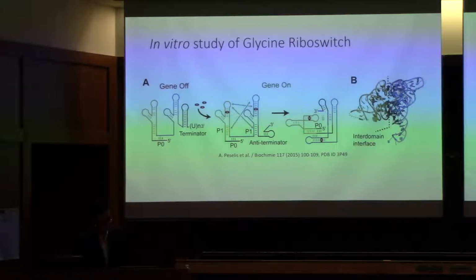And this is the mechanism of how a riboswitch functions. If you look to the left, this is the riboswitch in the off position. When glycine binds, the two aptamers interact with each other. That's the gray arrows, and it falls into a conformation that allows for the formation of the anti-terminator, and that's how gene expression can begin. On the right side, that's the 3D structure of the folded riboswitch.